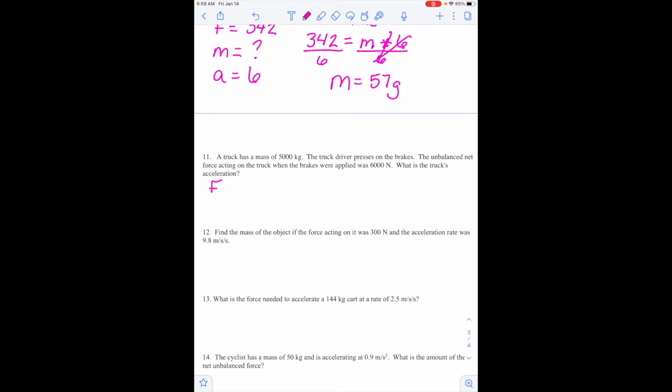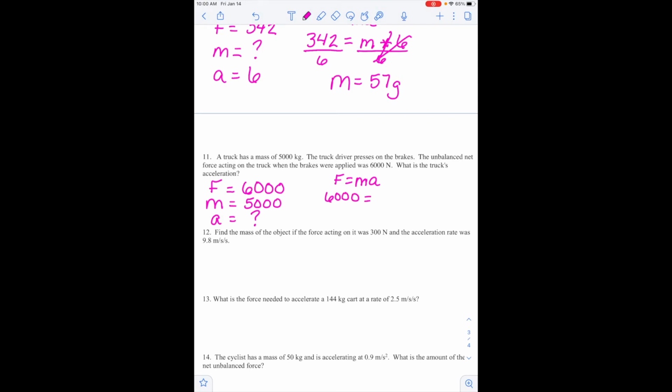So we know the force. It is 6,000 newtons. We know the mass, which is 5,000 kilograms. And we are looking for our acceleration this time. So F equals ma is our formula. We plug in our numbers.